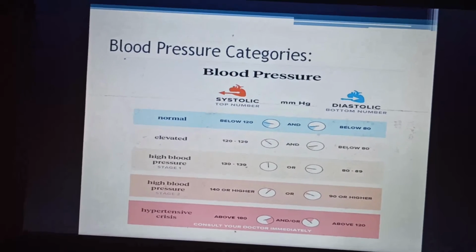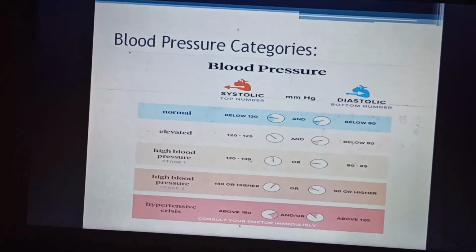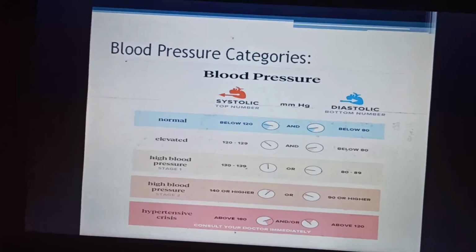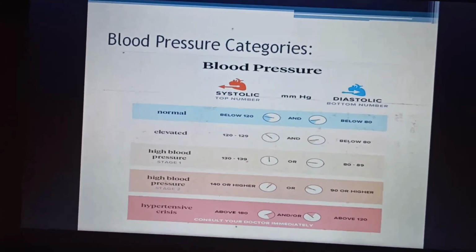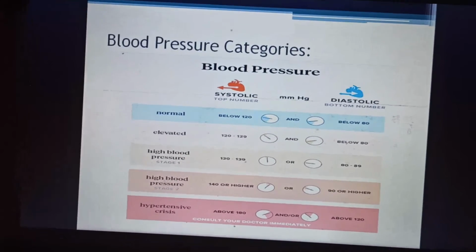If your blood pressure reading suddenly exceeds 180 systolic and diastolic is 120 mm of mercury, wait 5 minutes and call your doctor.